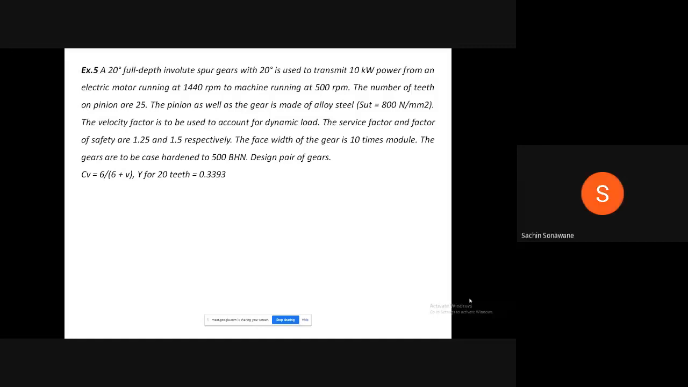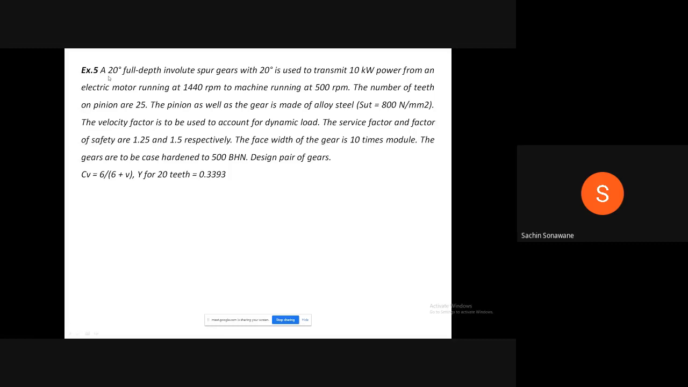Okay, good afternoon. Now this is problem number 5. Again, same problem, that is we have to determine the module, but here they have given the value of BHN, therefore we will calculate SW again in terms of m square. Then we will compare SB and SW. Therefore, first of all, you write down the problem. I will read the problem here.